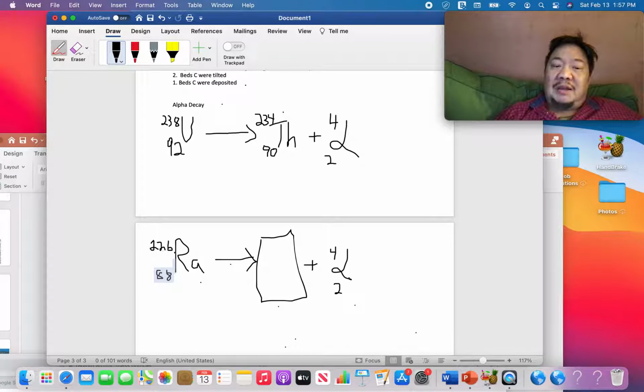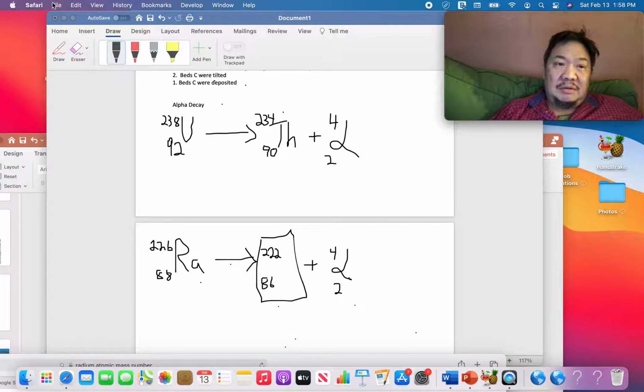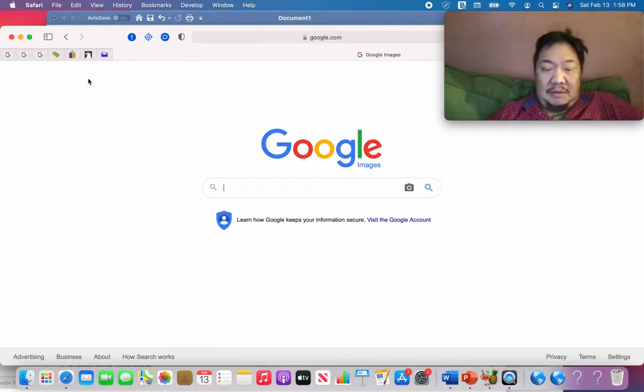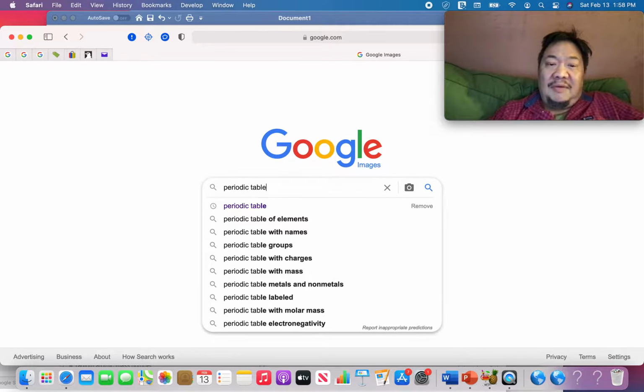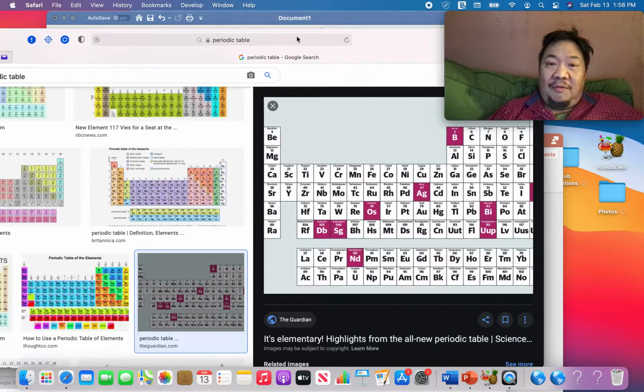Well, it must be -4 with every alpha decay. So the atomic mass of the daughter must be what? 226 minus 4 is 222. And what's the atomic number going to be? 88 minus 2 is 86. So to figure out who the daughter of radium-226 is, you need to find an element with an atomic number of 86. And if you look at the periodic table, you'll find who the daughter is.